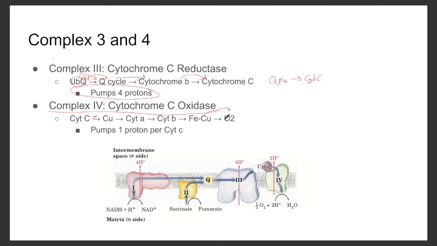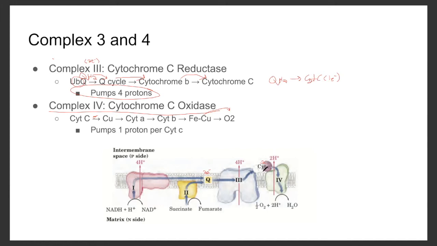The one thing that we should note here, QH2 carries 2 electrons. Cytochrome C carries 1 electron. So in this pathway I've written here, 2 electrons are passed at each time. But in cytochrome C, at this step, only 1 electron is passed at each time. So in this diagram, Q is a 2 electron carrier. Cytochrome C is a 1 electron carrier. That's one thing to remember.